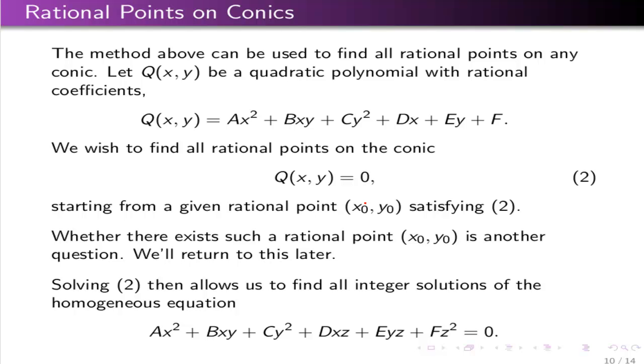So when we did the Pythagorean triples, I drew the circle, and I said there's a starting point, -1, 0. So let's suppose we have a starting point for this conic, a given rational point. And I'll come back and discuss when a conic can have a rational point. And then note also that solving for the rational points in the conic is equivalent to finding integer solutions of this homogeneous equation: ax squared plus bxy plus cy squared plus dxz plus eyz plus fz squared equals 0.